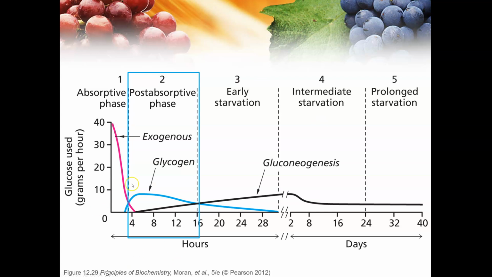So again, the blood glucose concentration has to remain the same. So that means that glycogen can break down and gluconeogenesis can happen. So the glycogen, that's the blue curve. And then the black curve right here is gluconeogenesis. So both of those are going to be happening to provide us with glucose that we're not eating.